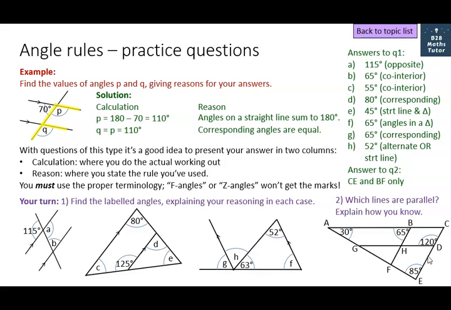So CE and BF are parallel, but the two horizontal ones, which probably jumped out at you initially as the parallel ones, are actually not parallel. And that's it for this video.